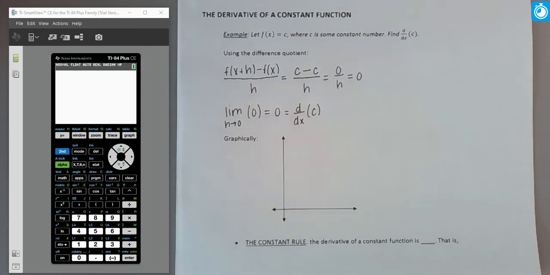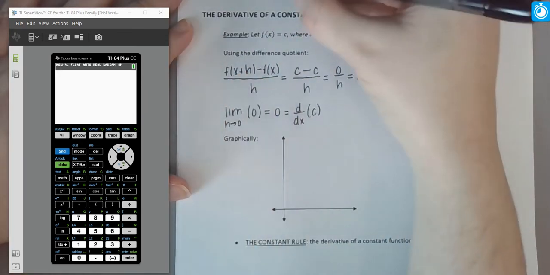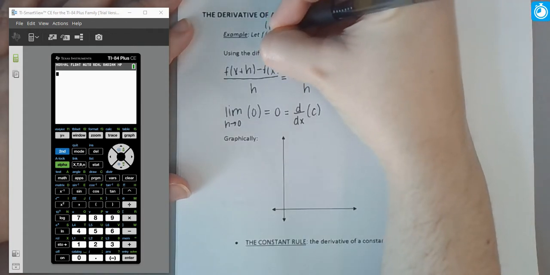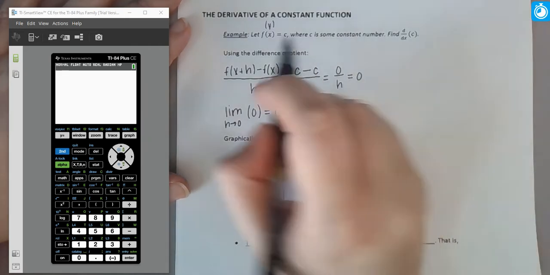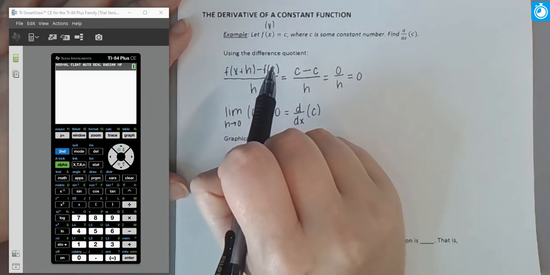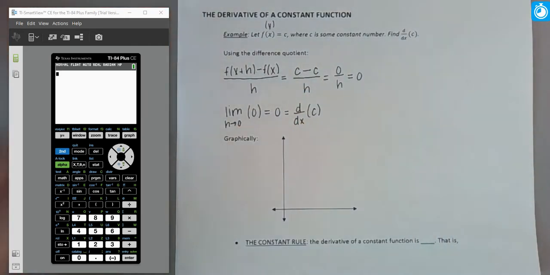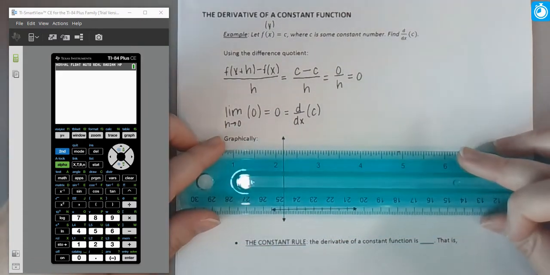So let's graph the actual function f of x is equal to c. Now keep in mind, we don't know what c is. It's an arbitrary constant, so we're just going to graph with respect to some arbitrary value. Now don't forget f of x means the same thing as y. So f of x equals c is really the same thing as y equals c. Well, the equation y equals c represents a line, but specifically it represents a horizontal line.